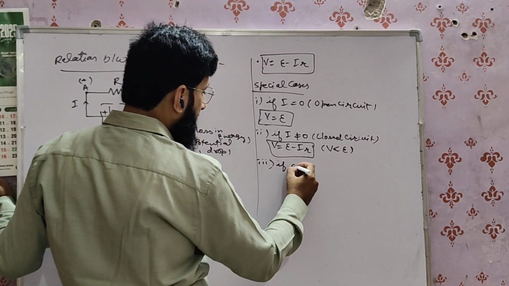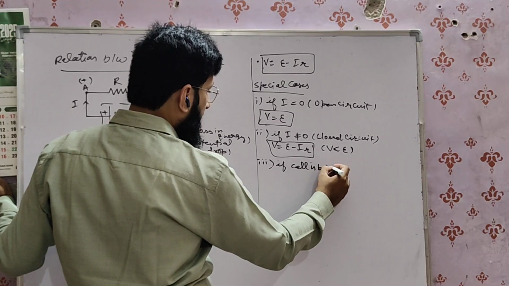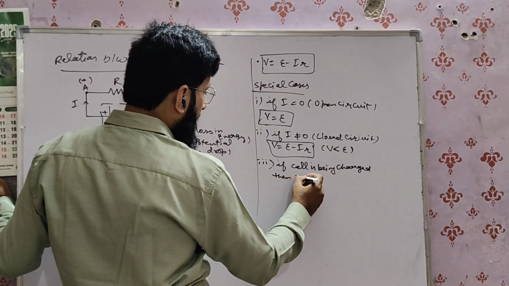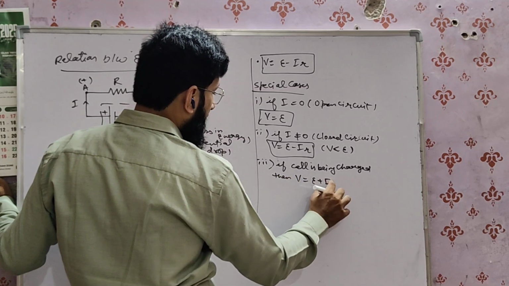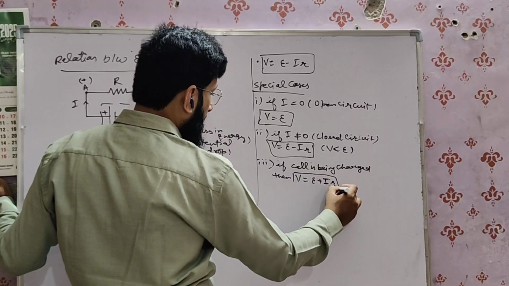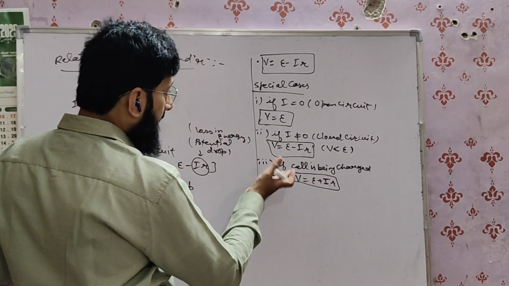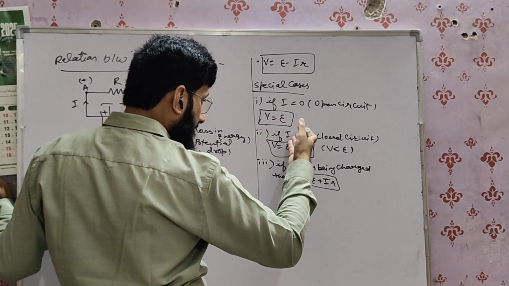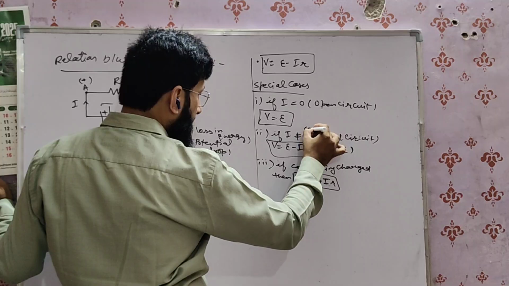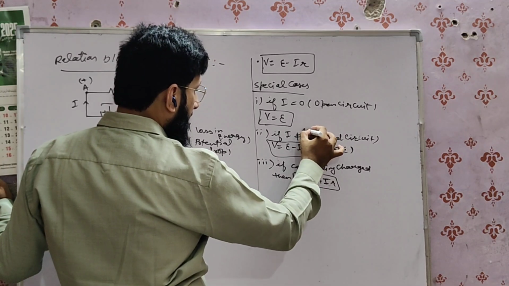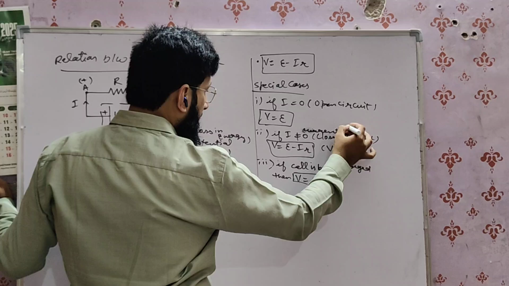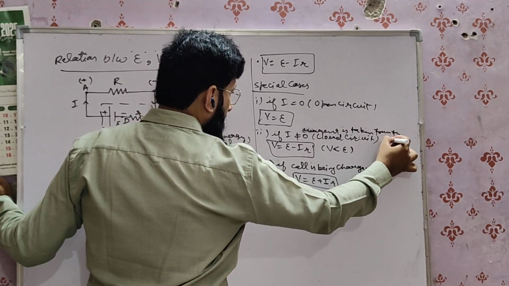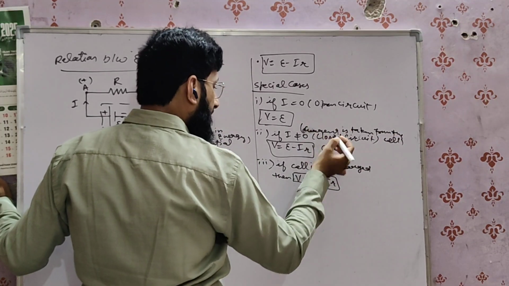If the cell is being charged, then V is equal to E plus Ir. You must pay attention to this case, because in the case just above there is a minus, because current is not equal to 0, closed circuit. That means current is taken from the cell. Current is taken from the cell. Current को cell से लिया जाता है.